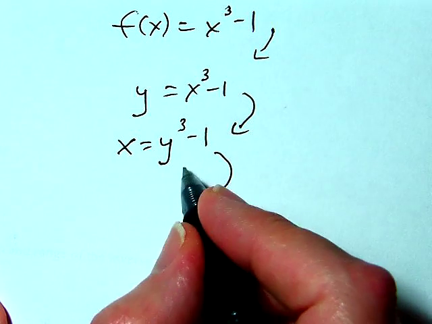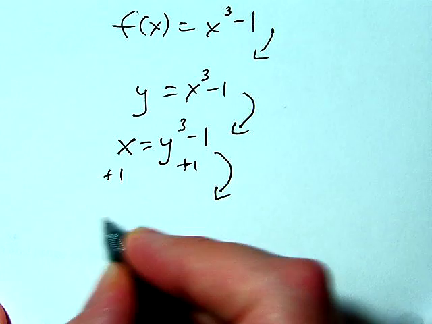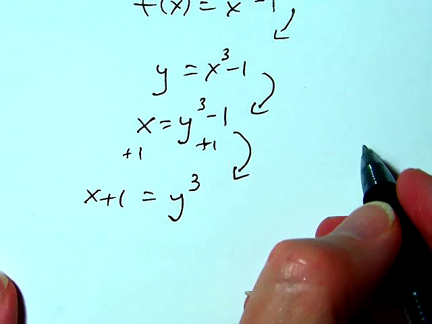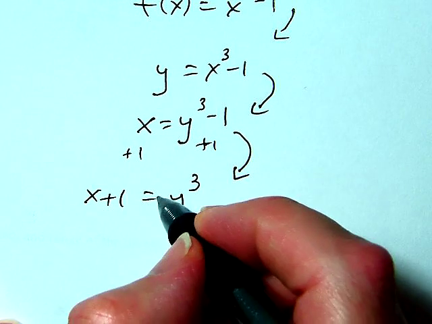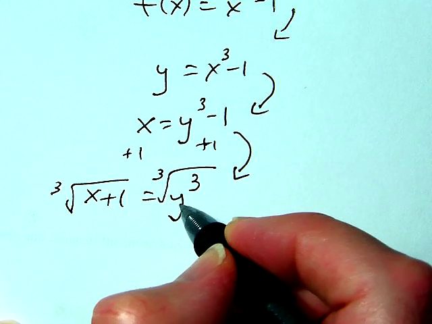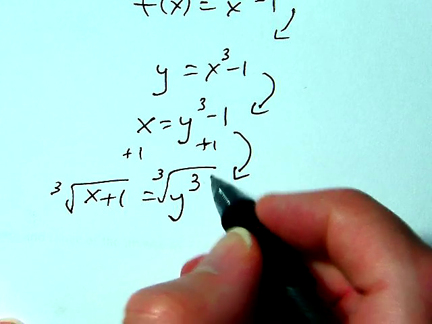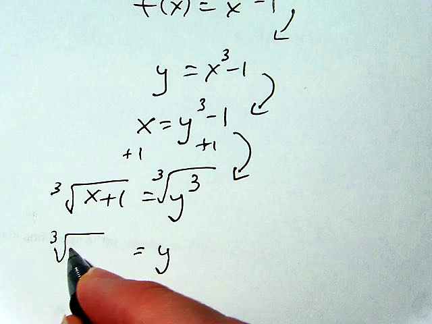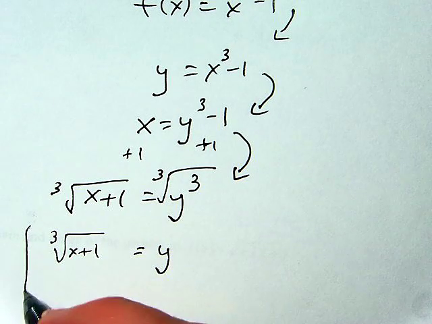So we've got to isolate y. We'll add 1 to both sides. That gives us x plus 1 equals y cubed. And now that we've isolated y, it's pretty clear we've got to take the cube root of both sides. That's the only thing we can possibly do that is going to undo the y cubed. We end up with y equals the cube root of x plus 1. And that is our inverse function.